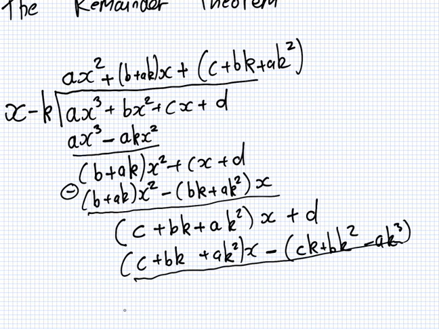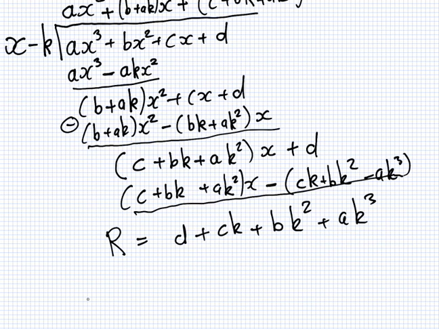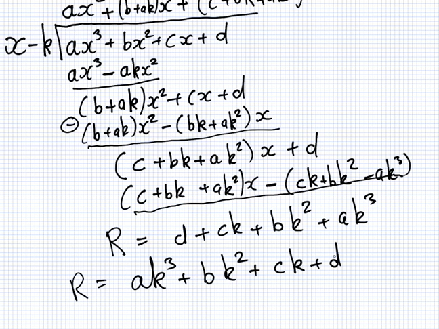So when I subtract, I have a formula for my remainder, because this is the remainder at the end. The remainder equals d plus ck plus bk squared plus ak cubed. Or in other words, the remainder equals ak cubed plus bk squared plus ck plus d.